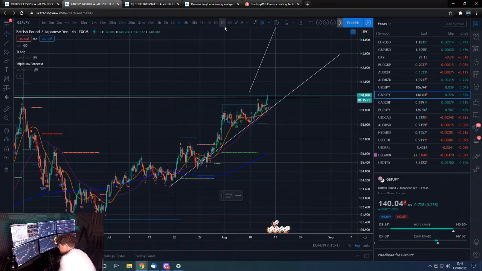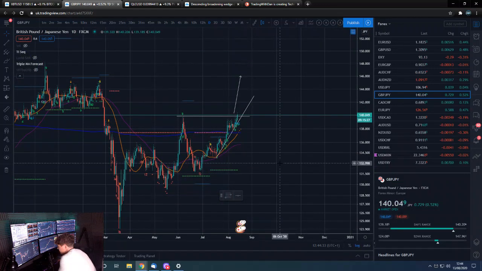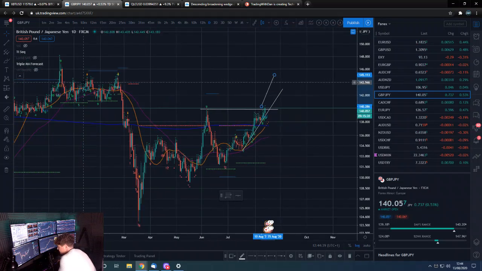But let's have a look at pound Japanese yen. Looking good, looking bullish, poking its head through. Obviously blue skies relatively until about this level, which we will draw in now.